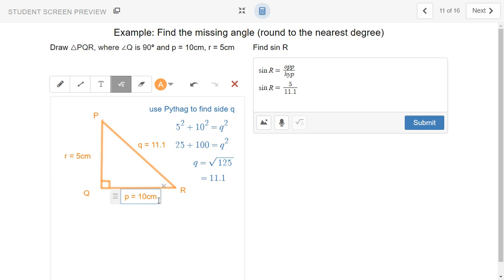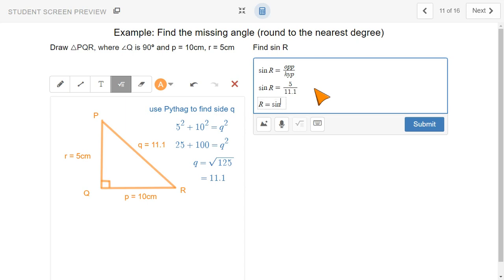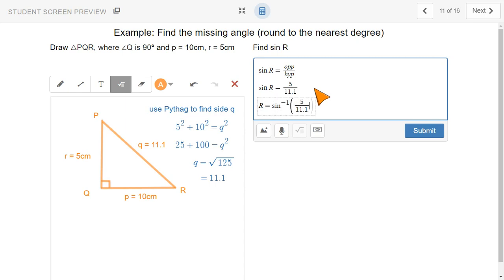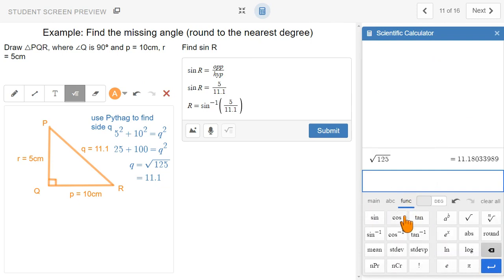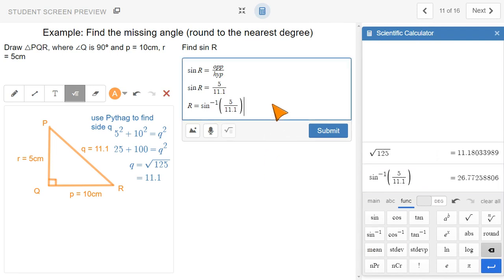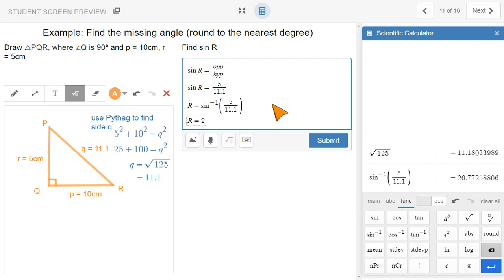I could use the R and the P if I had tan, but now I can also use sine for me to find angle R. R is equal to sine inverse of 5 over 11.1. Let's put that into the calculator. Sine inverse of 5 over 11.1. And we have R is equal to 26.7, rounded up to 27 degrees.